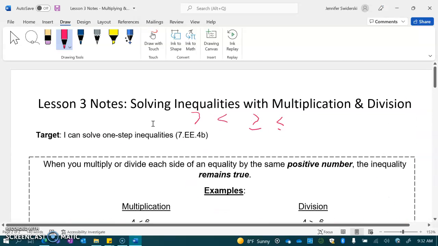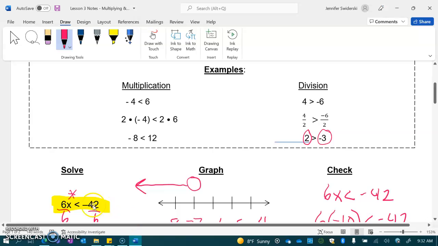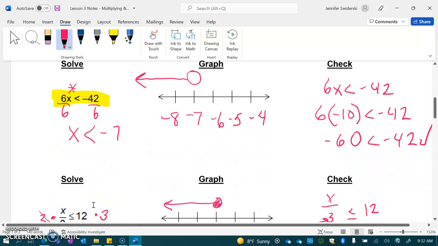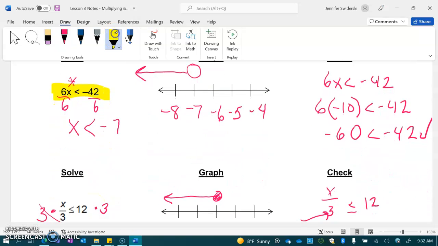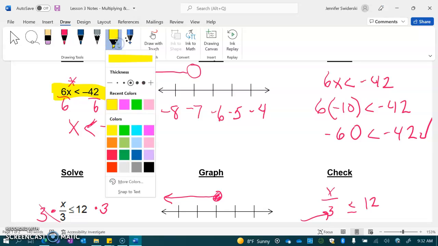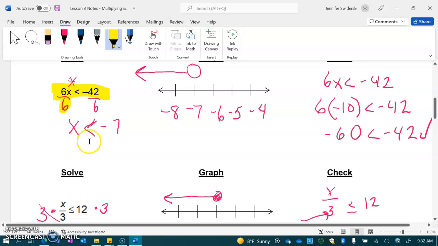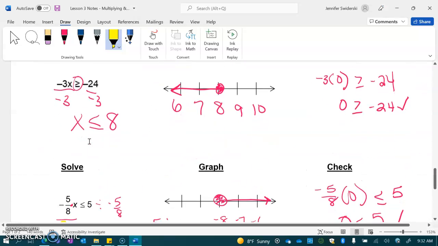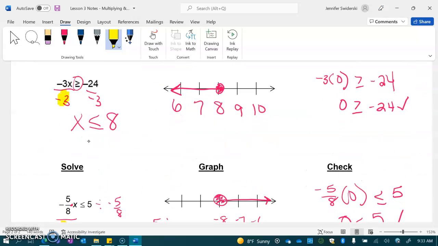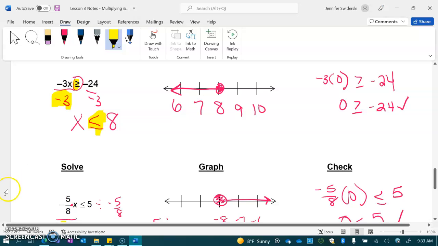All right, so main idea, going off of our stuff yesterday: up here for number 1, we did not need to flip our sign. Why did we not need to flip our sign? Well, because we divided by a +6. So our sign stays the same. But down below, when you start dividing by a negative, that's when we have to flip our inequality sign to make our statement true. All right, so go ahead and do your lesson 3 notes, and then I'll go over what is next.